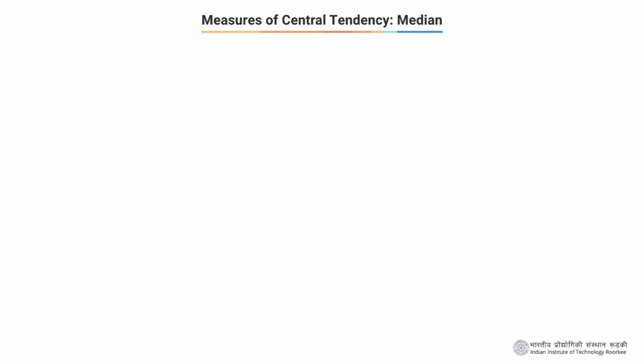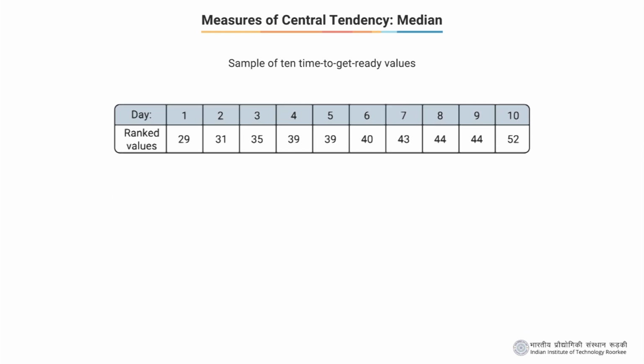To further analyze, let's consider a sample of 10 time to get ready values as we have seen earlier. We'll try to compute the median for this data. To do so, we need to first rank these as per their magnitude, starting from 1 to 10. Because the result of dividing n plus 1 by 2 for this case is 10 plus 1 divided by 2, which is equal to 5.5, one must use rule number 2 and average the measurements associated with the 5th and 6th rank values. That is the average of 39 and 40, which is 39.5. And therefore, in this case, median is 39.5.